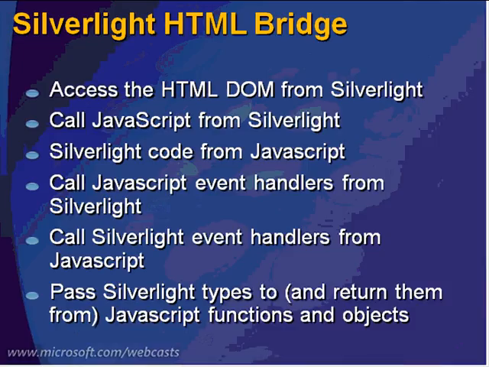The Silverlight HTML bridge is your friend. It's a very powerful piece of technology. It allows you to access the whole HTML document object model, which you may have used in Ajax programming, directly from Silverlight. You can call JavaScript from Silverlight. You can call Silverlight from JavaScript. Event handlers work both ways. Silverlight types can be passed back and forth. So there's really a whole lot of things you can do with this HTML bridge.